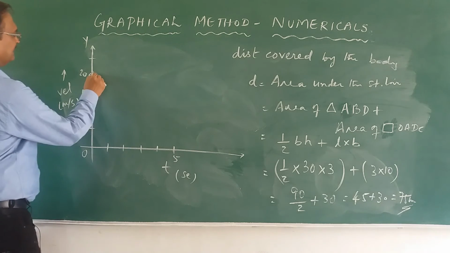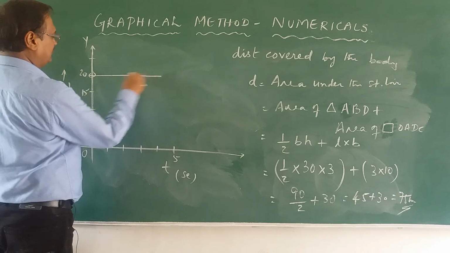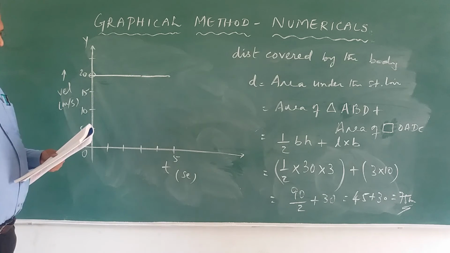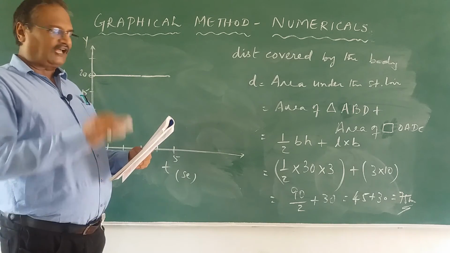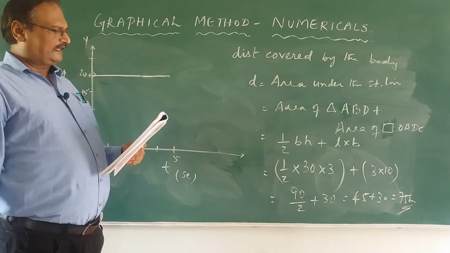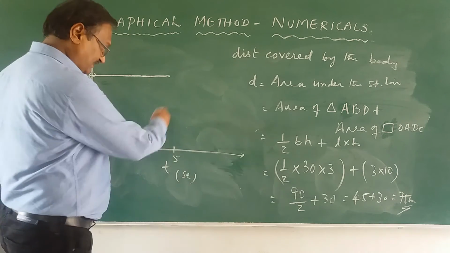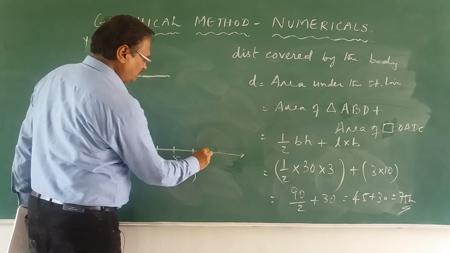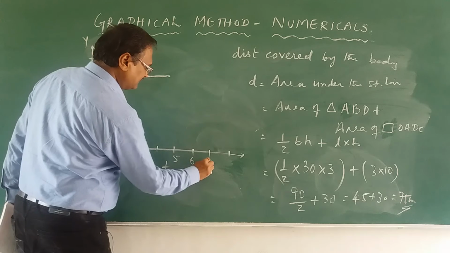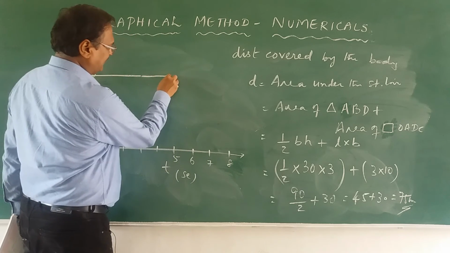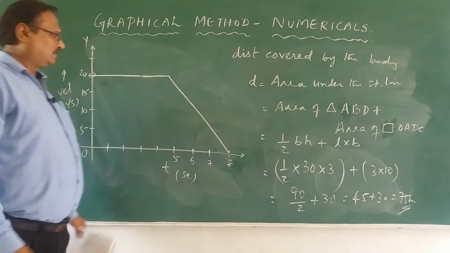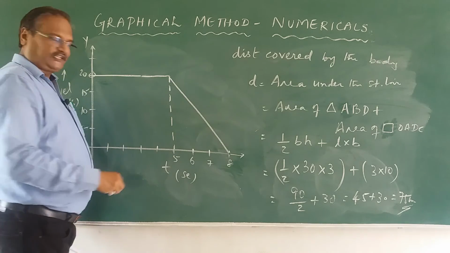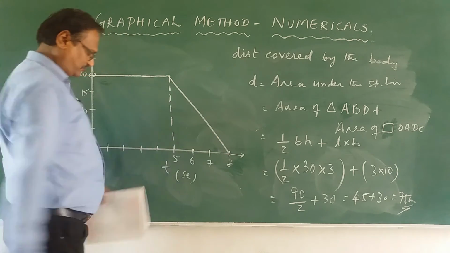For 5 seconds, it is traveling with uniform velocity. The brakes are then applied and the car is uniformly retarded. It comes to rest after a further 3 seconds: 1, 2, 3, that is 6, 7, 8, so the total is 8 seconds. Now, see, this part is the uniform velocity and this is retardation, and the body is coming to rest.